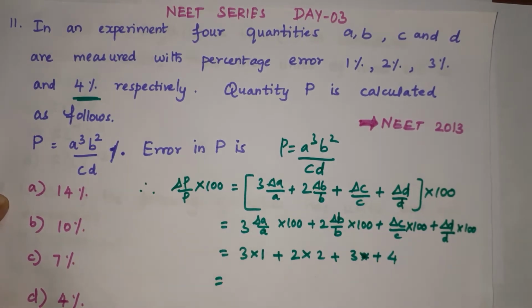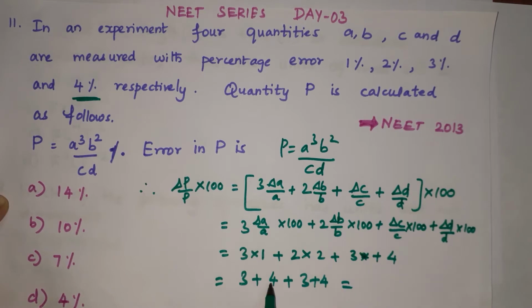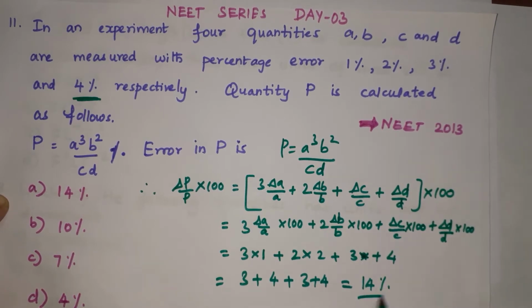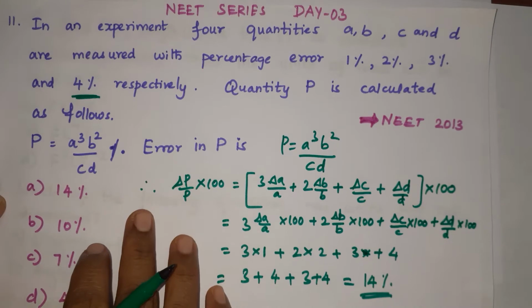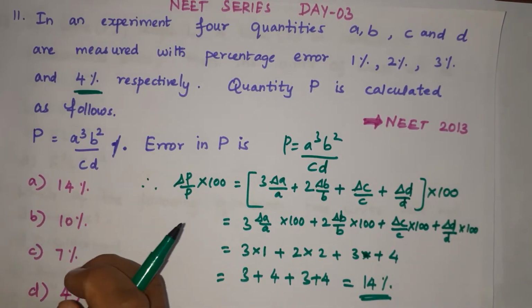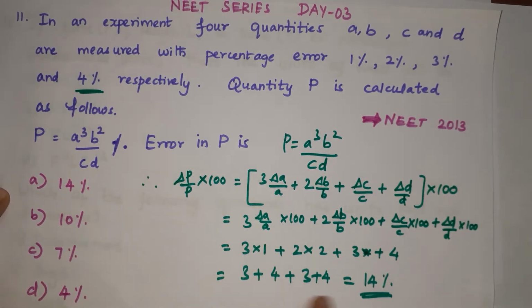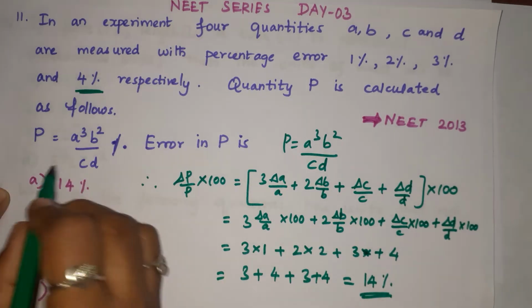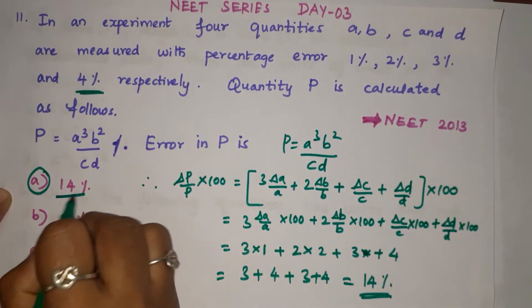So if you calculate, 3 ones are 3, 2 twos are 4, plus 3 plus 4. So we will be getting the answer: 3 plus 4 is 7, 7 plus 3 is 10, 10 plus 4 is 14. 14% is the answer. Please check the options whether you have the answer. Yes: 14%, 10%, 7%, 4%. When you calculate using this formula, we get 14%, so it's nothing but option A. Option A is correct.